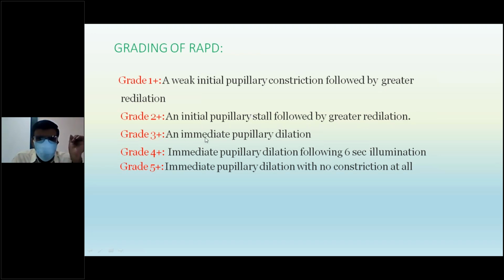Grade 3 is immediate, instead of constriction, there is immediate pupillary dilatation. Grade 4 is immediate dilatation following 6 seconds of illumination. Grade 5 is immediate pupillary dilatation with no constriction. There is no constriction of the pupil. There is permanent dilatation of the pupil. Immediate pupillary dilatation with no constriction at all is called grade 5 RAPD. These are the grades of RAPD.